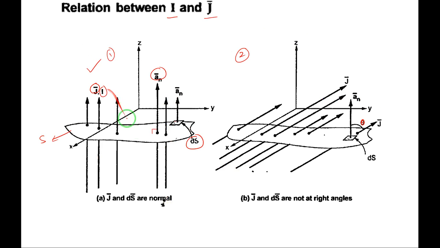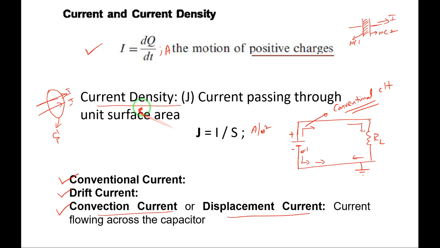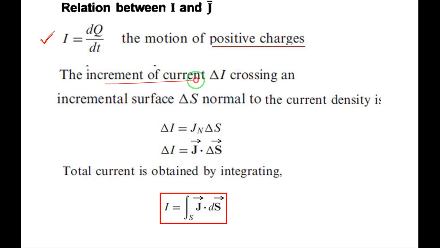Next, the small amount of current. I don't want the total amount of current crossing this entire surface. I just want to find out the current flowing through this smaller surface area dS. Let me call this incremental current delta I. So the incremental current delta I crossing the incremental surface delta S is normal to the current density. That we'll see, and we'll try to establish the relationship.